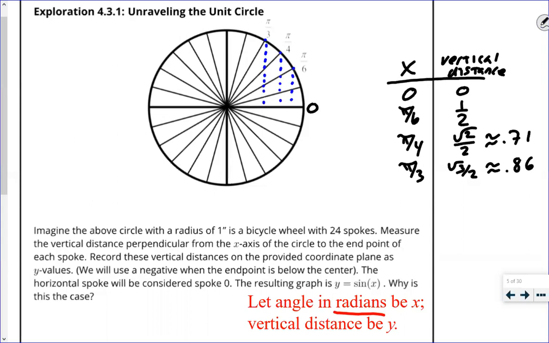And then something fun happens when we get to pi over 2 up here. We know the radius, the length of these spokes, is 1. So that means at pi over 2, the value is just 1. That vertical distance is 1.